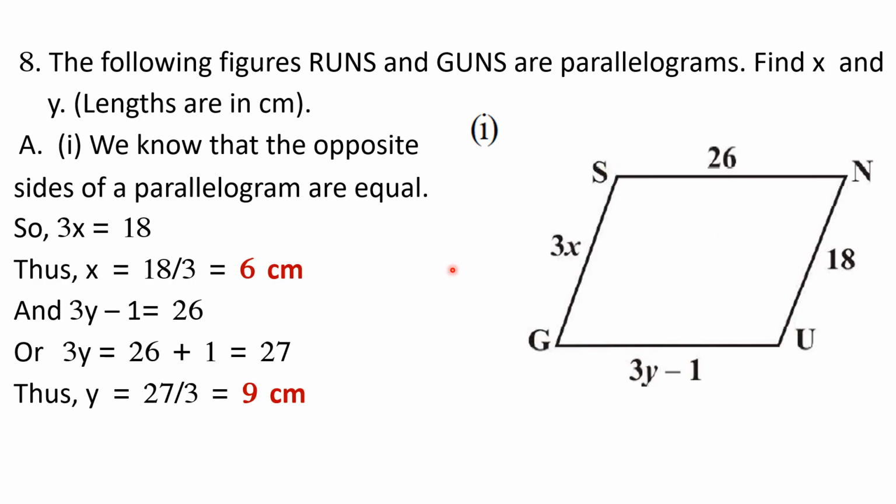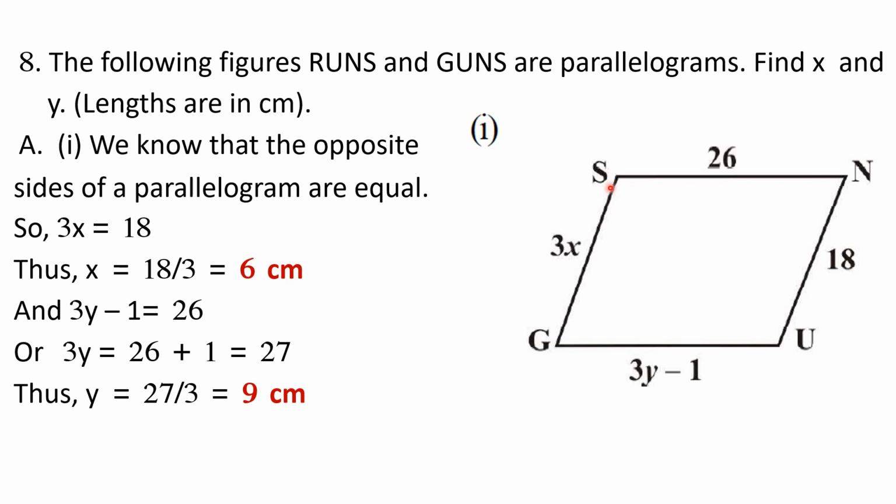Okay, I think two parts are there. So the following figures, RUNS and GUNS. In the first part we have GUNS, okay, are parallelograms. Find x and y. Lengths are in centimeter. So part 1, we know that the opposite sides of a parallelogram are equal. So what does this mean?